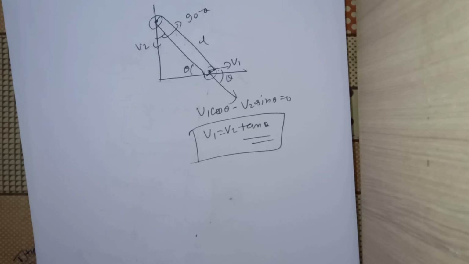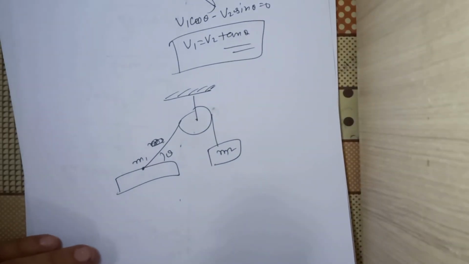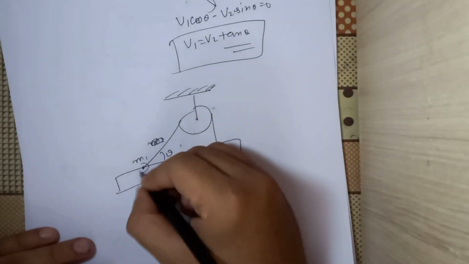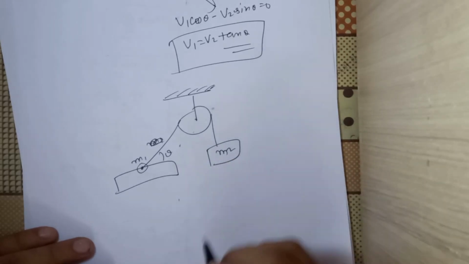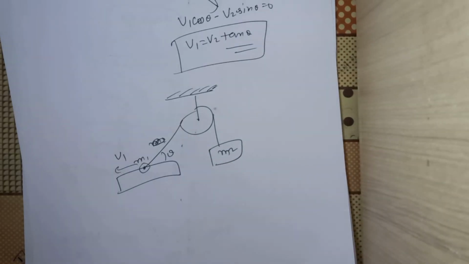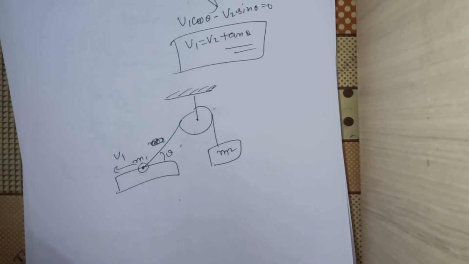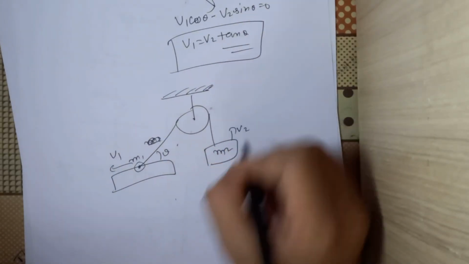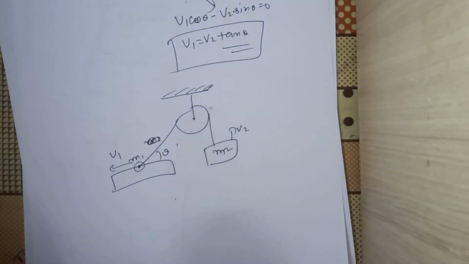So let us do one more problem. Okay, so we have some situation like this. This is a bead of mass m1, this is a block of mass m2. We are given that this end is moving with v1 here, so you need to find what is the velocity of this end. Let us say that the velocity for mass m2 is v2.